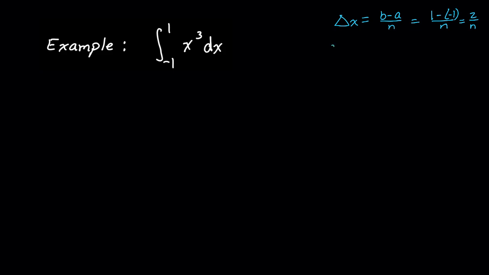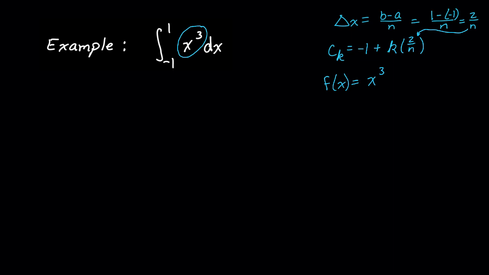All right, so now we want to figure out, well, what is C sub k? C sub k, we said, is the lower bound, which is negative 1, plus k times delta x. And delta x in this particular problem is 2 over n that we just found from right here. All right, so let's figure out now f of x. Well, in this particular problem, f of x is this function right here. So f of x is x cubed.